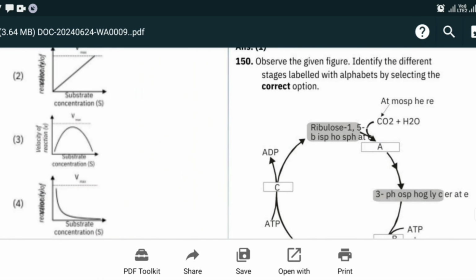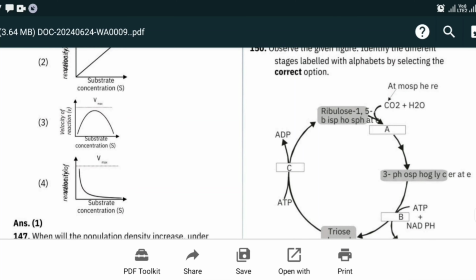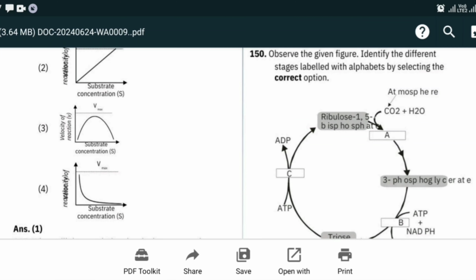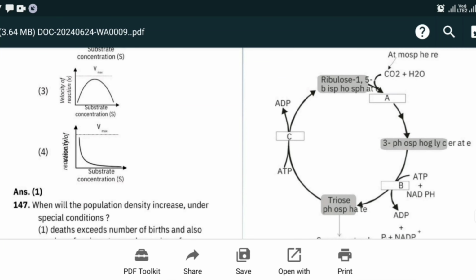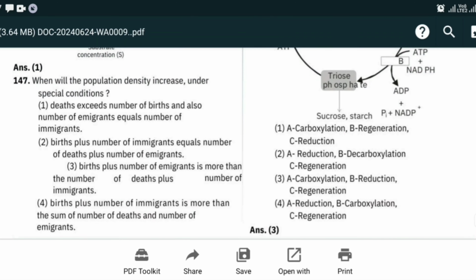Then, so this is a cycle. You can easily answer from this Calvin cycle. That is, first process is A, that is carboxylation, second is reduction, and third is regeneration. So the third option is the correct answer.